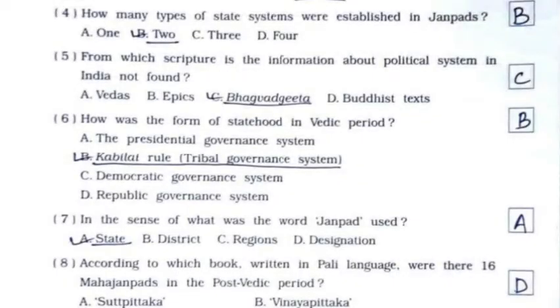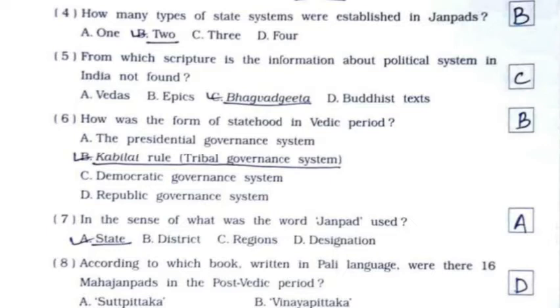Fourth, how many types of state systems were established in Janpadas? It's option number B, 2. Fifth, from which scripture is the information about political system in India not found? It's option number C, Bhagavad Gita. Sixth, how was the form of statehood in Vedic period? It's option number B, Kabilai rule, that is tribal governance system.